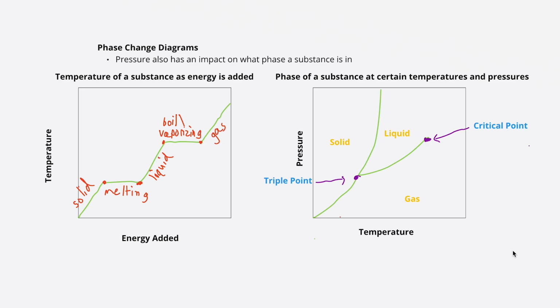So we could say the temperature at these 2 points, that is the melting or freezing point. So I'll put MP or FP, freezing or melting point. And then the temperature at these 2 points, that would be the boiling point.